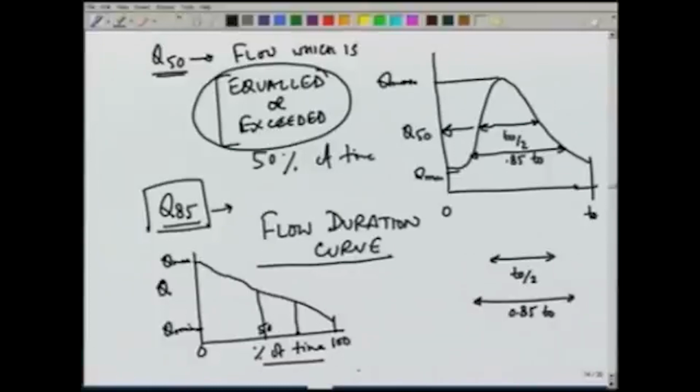Now, the flow duration curve and the mass curve, they are both very critical in water sources or, let us say, power generation design. We would first look at the mass curve to find out how much storage we would require in order to satisfy a given demand.